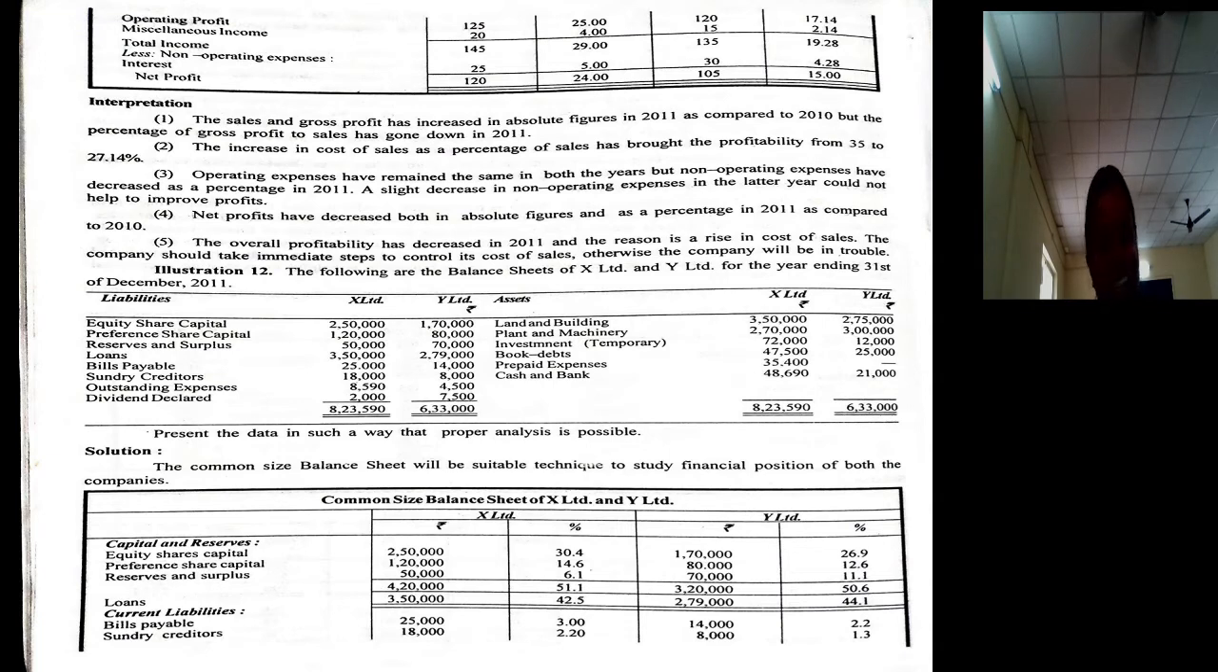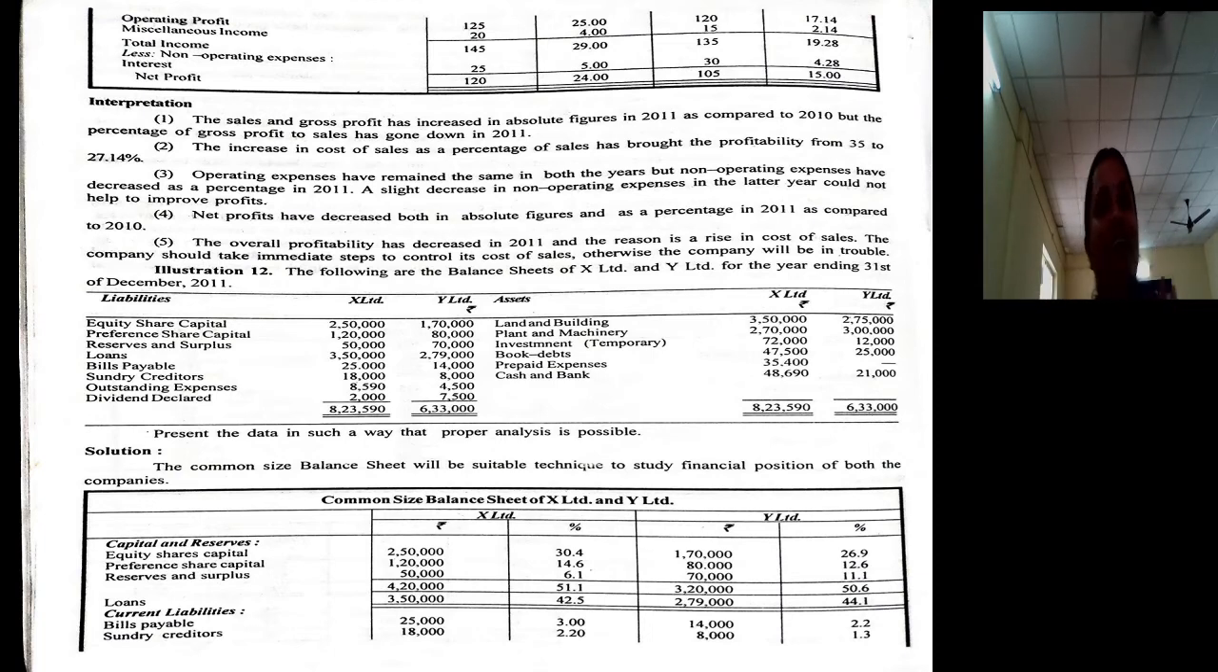Consider interpretation as homework. Let me see what interpretation you will give for this common size balance sheet. They never asked, but it is better to give interpretation. You know that while interpreting a balance sheet, we need to give interpretation for working capital position. We need to give interpretation for solvency position, meaning the long-term financial position of the organization. So that should be kept in mind.